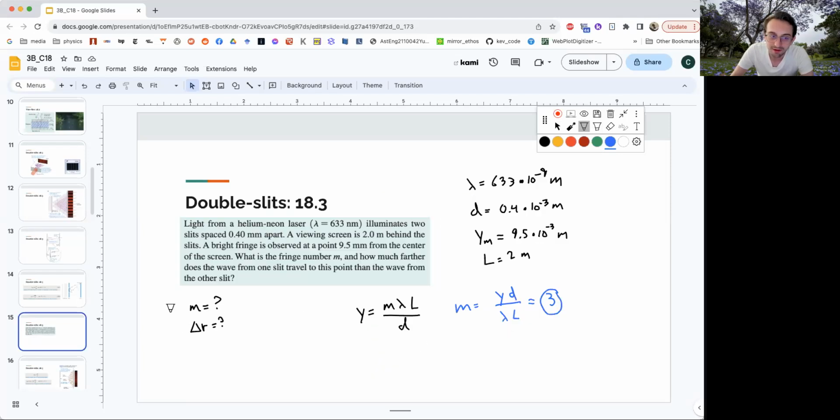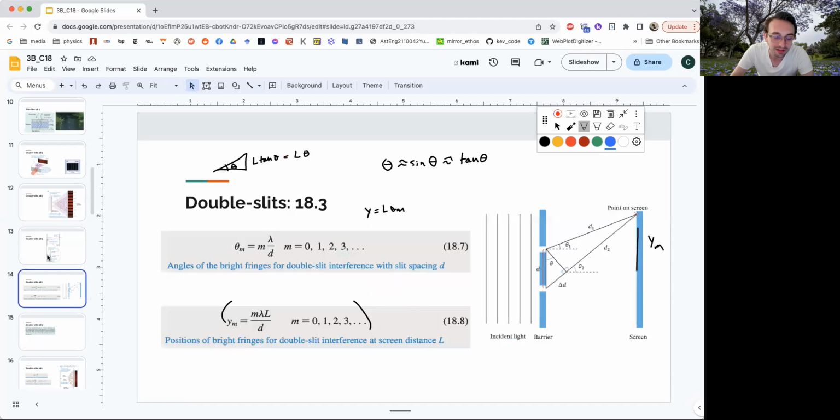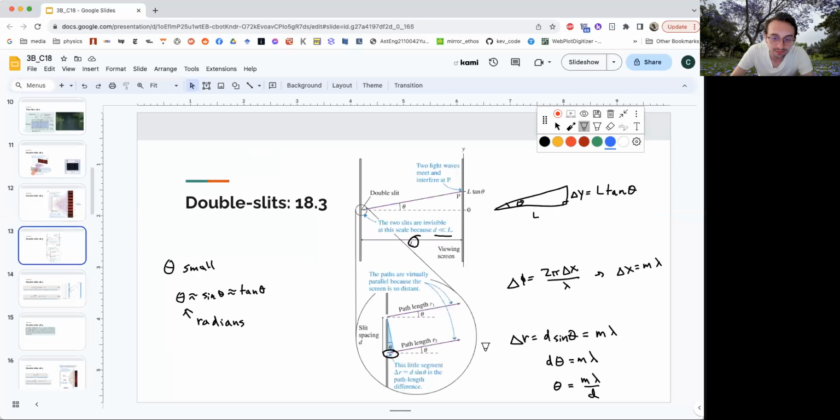Okay, so then how do we find delta R? Well, that formula is not on slide 14, but if we go back to this slide, I show you that delta R, which is d sine theta, we know that for constructive interference, it has to be m times lambda. So we can actually do it that way as a shortcut, or we could find theta using our formula and then do d sine theta or just d theta. We would also get delta R. So there are a couple of options, but since this is a constructive interference point, I'll just go ahead and use the easiest formula, which is just m times lambda.